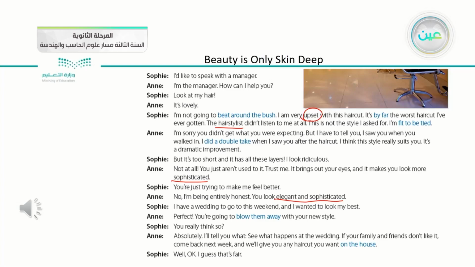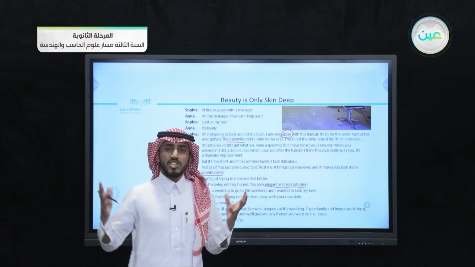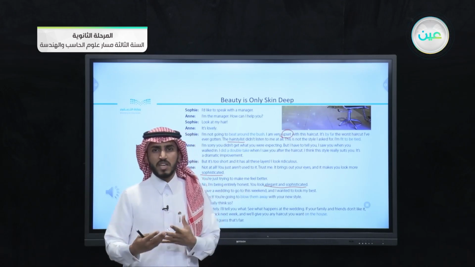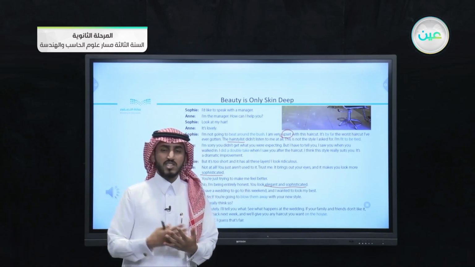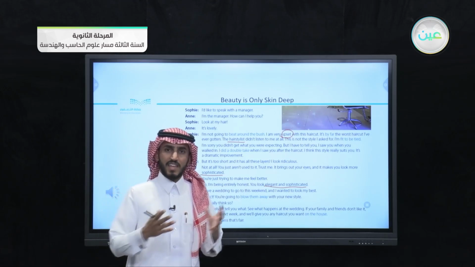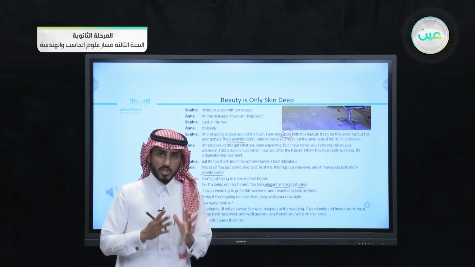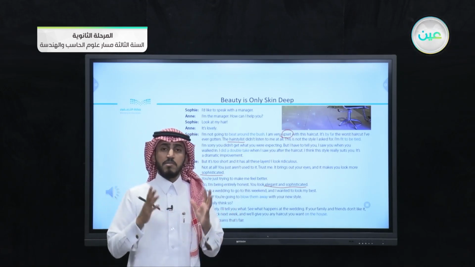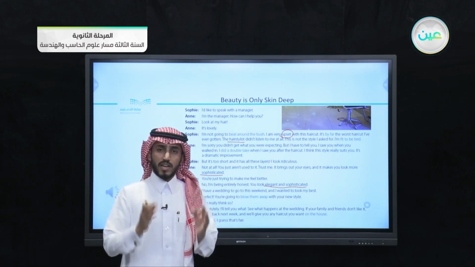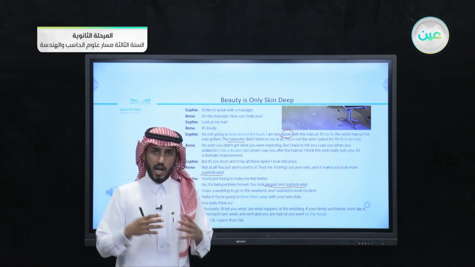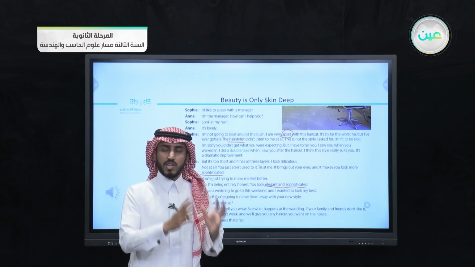Sophie said, "I'm not going to beat around the bush." What does that mean? It means that she doesn't want to say something that she doesn't mean, or she doesn't want to say something indirectly. "I'm not going to beat around the bush" means I will say what I mean directly. I will say what I intend to say.